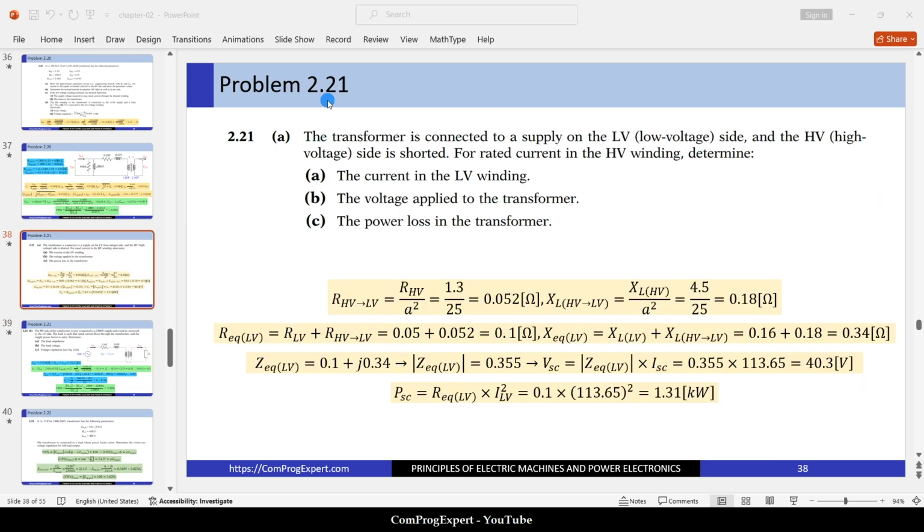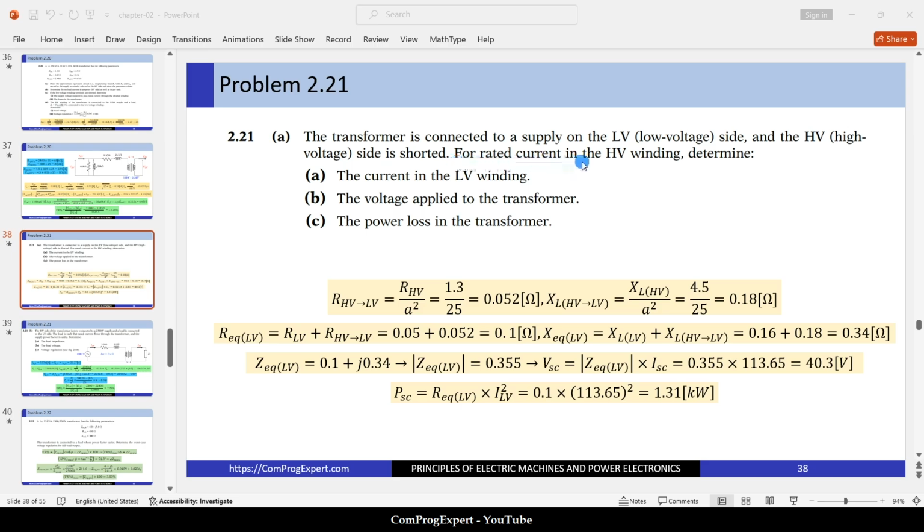Problem 21, part A. The transformer is connected to a supply on the low voltage side and the high voltage side is shorted.